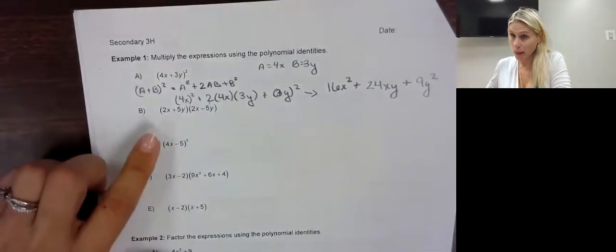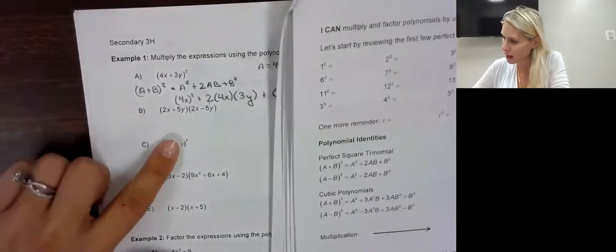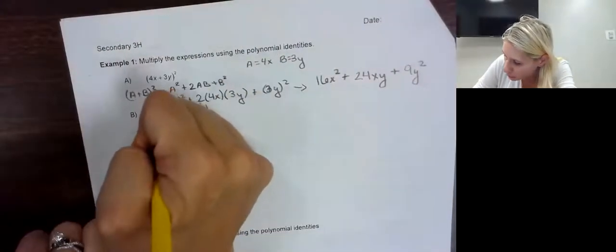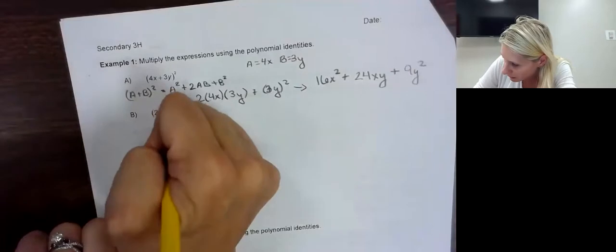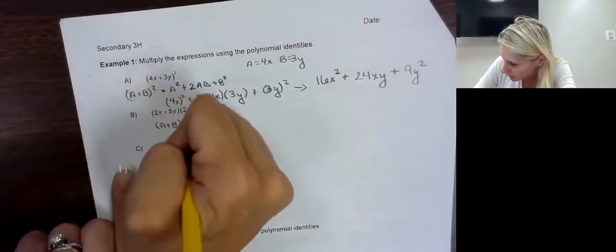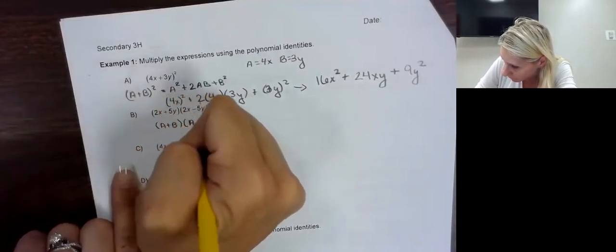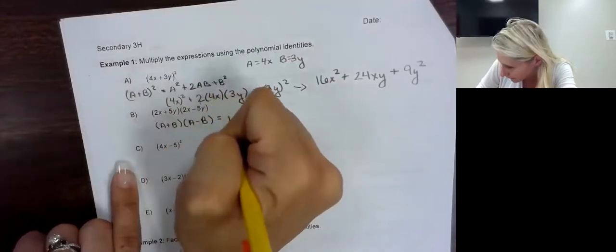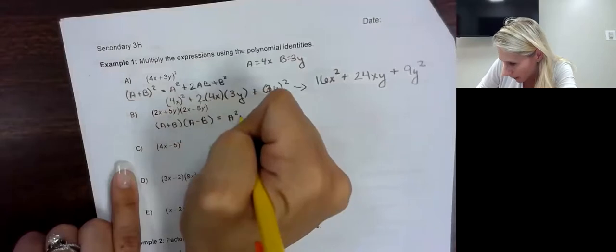Again, we're going to do this by identity. So let's look at this. This is the difference of squares right there. So the difference of squares tells me if I have an a plus b times an a minus b, then it is a squared minus b squared.